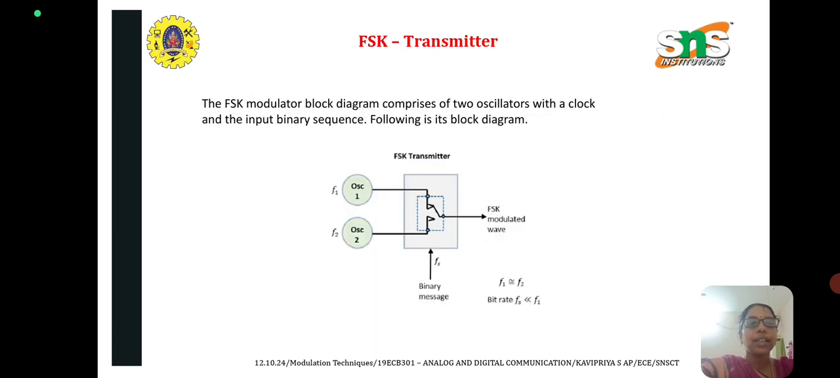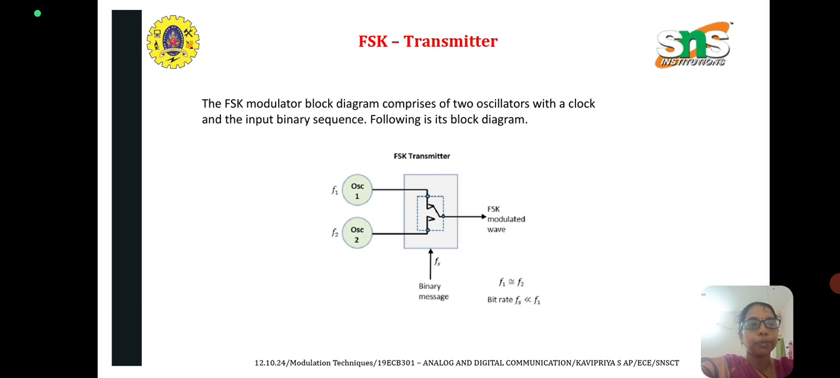And this is the transmitter block diagram. The FSK block diagram consists of two oscillators. One oscillator will be generating a high frequency carrier and the other will be generating a low frequency carrier. The input message signal is given as an input to the modulator. There will be a switch: when input is 1, the high frequency oscillator 1 signal will be allowed to transmit. When input is 0, the oscillator 2 signal will be allowed to transmit. So high frequency carrier will be transmitted when the input is 1 and low frequency carrier will be transmitted when the input is 0.